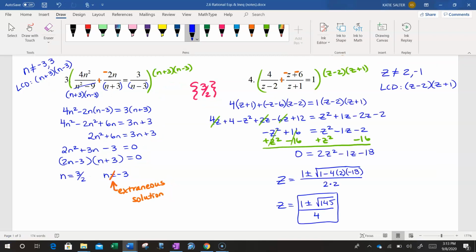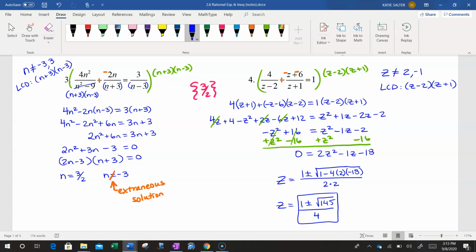Okay, so this one requires quite a bit of little algebra in there. Our restrictions are 2 and negative 1, and our LCD is z minus 2 and z plus 1. If your handwriting is really messy and your z's get confused with 2's, just rewrite this problem with an x instead of a z. So when we work this out, again, I make sure I made that z and that 6 in that second term negative so that when I FOIL this out, all my signs work out.